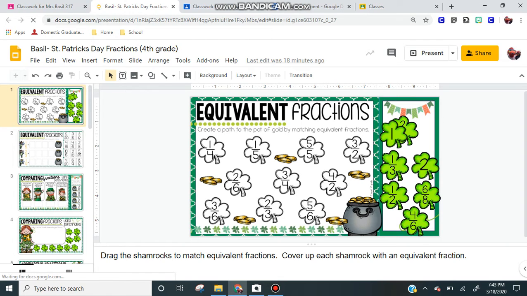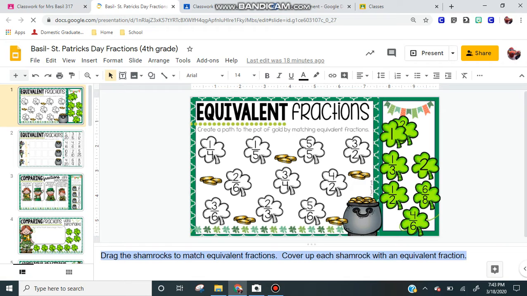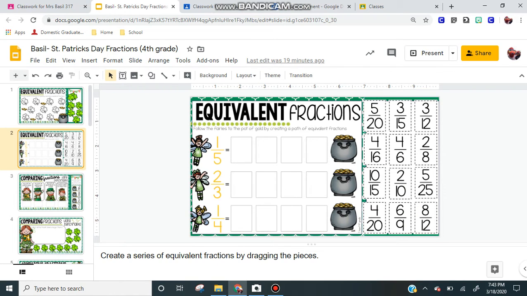So we're just going to walk our way through each slide. The first slide is all equivalent fractions. It tells you at the bottom what you need to work on. This one says to drag the shamrocks to match the equivalent fraction. So if 1/4, you're going to find 1/4 over here, click on it, drag it over. Slide number 2, equivalent fractions, 1/5. You have to find 4 fractions that are equivalent to 1/5. You click on it, and then you drag it on over.